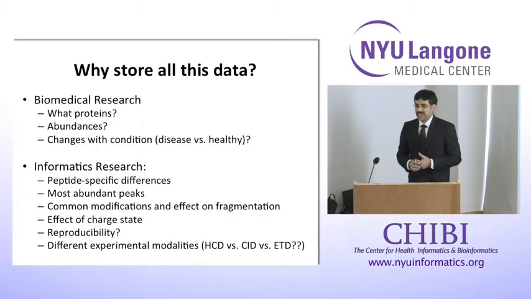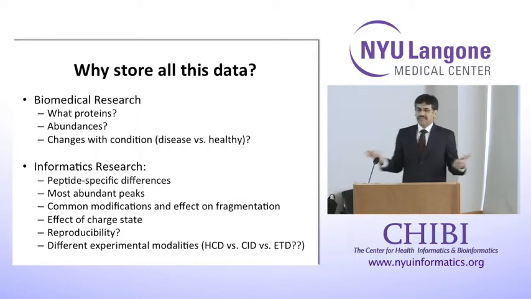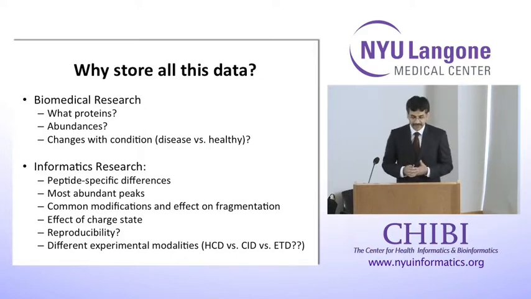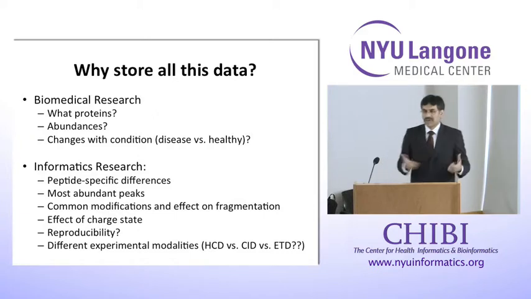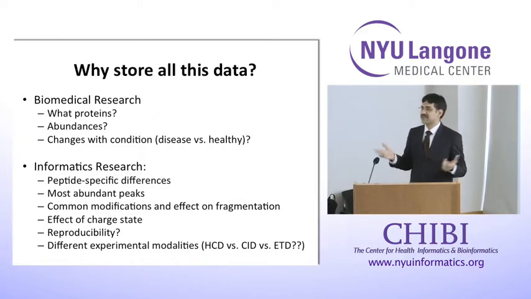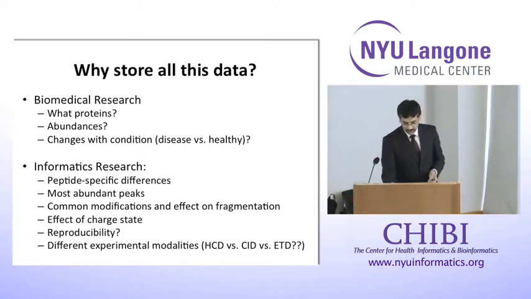So now the question is, why store all of this data? There are several reasons. So even before starting the experiment, biomedical researchers may have questions about what proteins to expect in the sample, or what abundances those proteins should be at, or how those abundances change with different conditions? What has been basically observed in the past? So those are important questions.